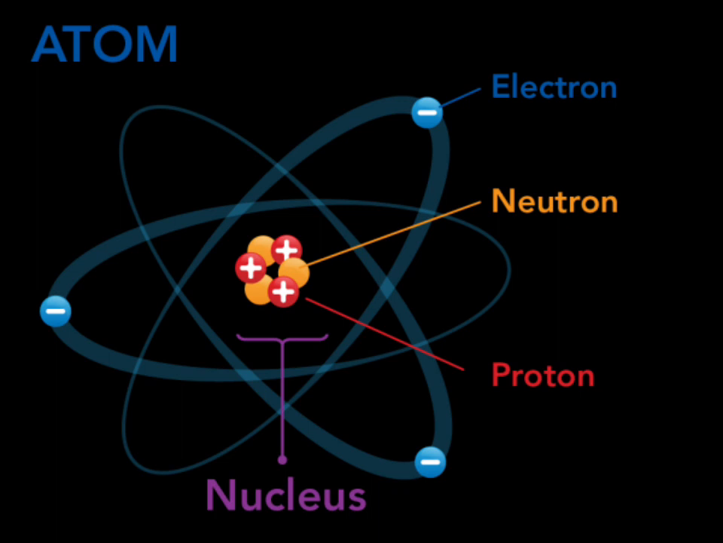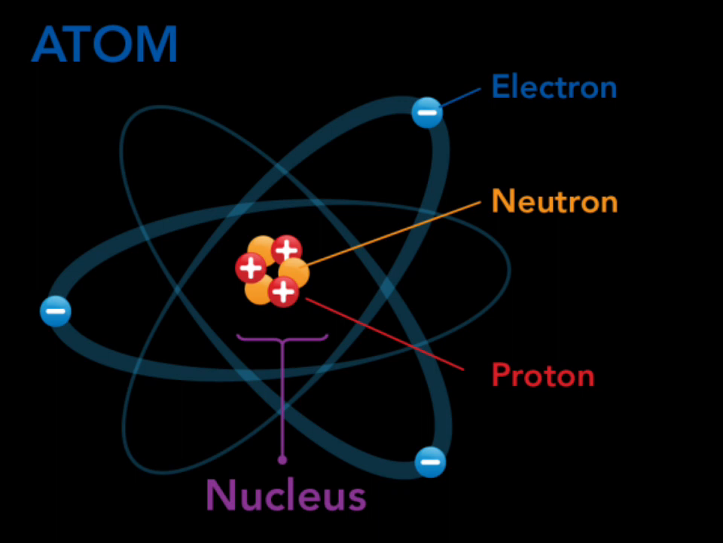Now the attraction between the nucleus, that center, the attraction between the positively charged protons and the negatively charged electrons, as the attraction between the center of the atom and the cloud of electrons, holds the atom together. Okay? Now, the total number of protons in an atom is referred to as the atomic number of that atom. So if an atom has 5 protons, then the atomic number of that atom is 5. All right?